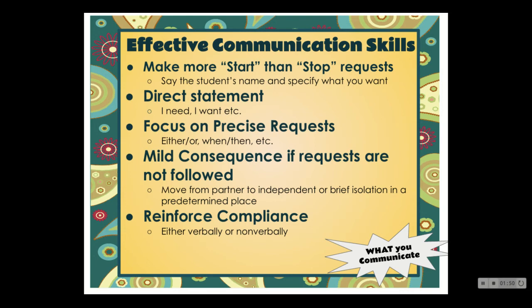I will state it in a way that specifies what I want. I'll say it directly and be very precise on what the expected behavior is. If students don't comply, have some type of mild consequence: move from a partner to independent, or brief isolation in a predetermined place, something that you can handle very quickly, and a predictable mild consequence if students don't follow your requests. And reinforce when they are compliant, either verbally or non-verbally.